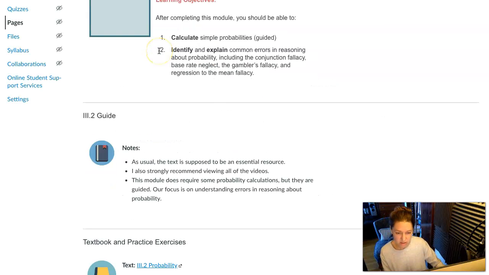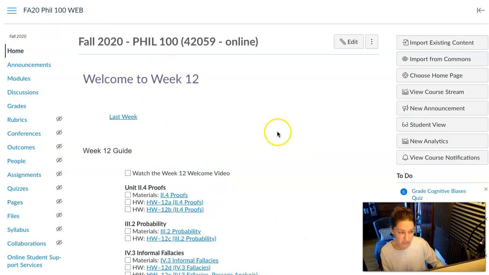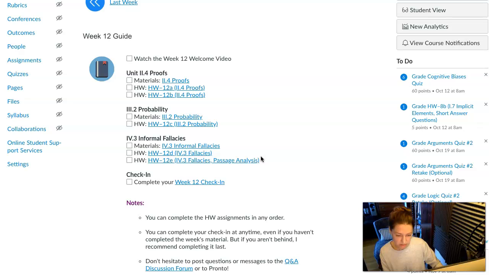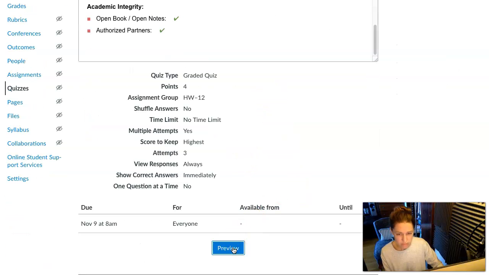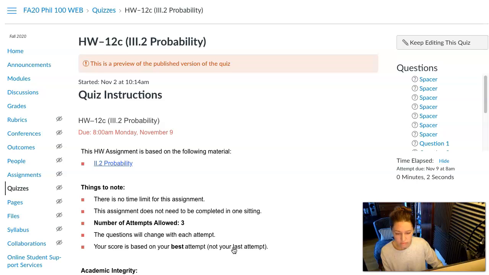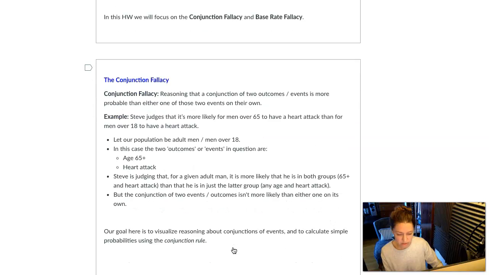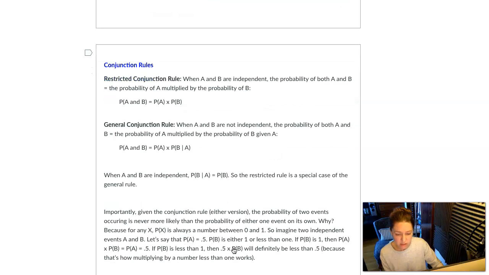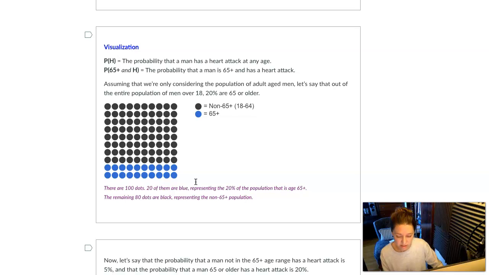Okay, now let's take a look at the homework. And while I'm navigating there, I'll say you're going to see these kinds of calculations again in the fallacies section on the base rate fallacy as well. Okay, so homework 12C, probability. Yours could very well look different on a couple of these questions because the questions change with each attempt. There are reminders about the rules, but this is very close to the text.